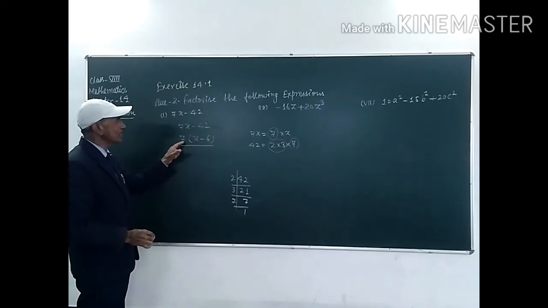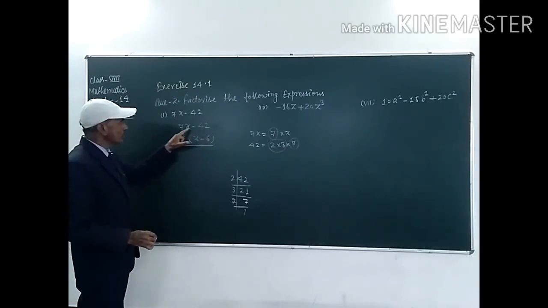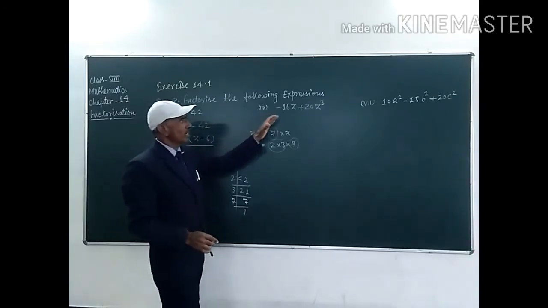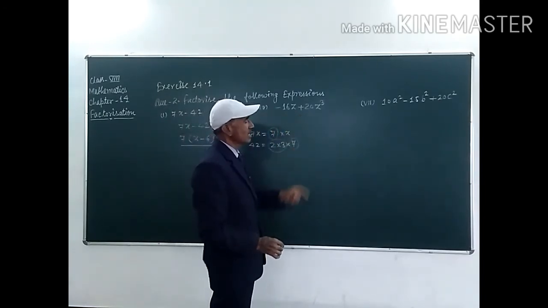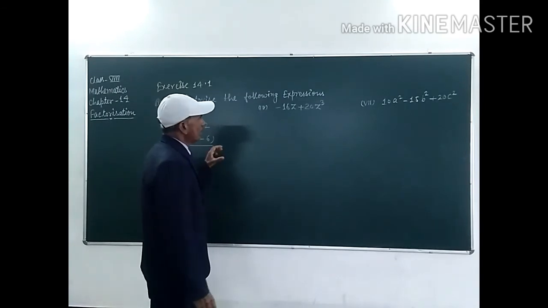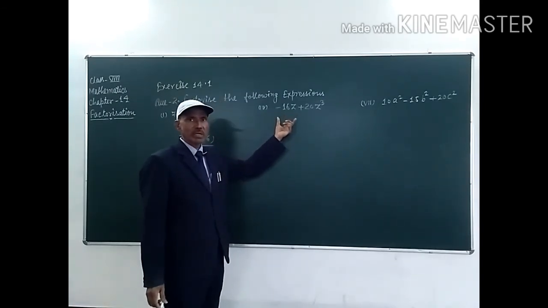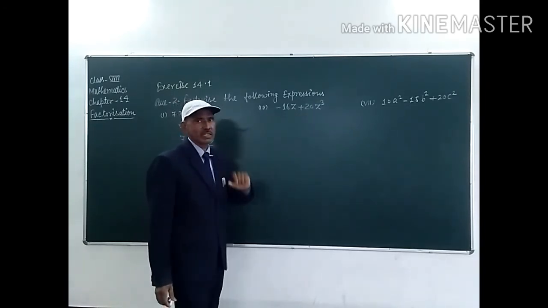This is same as 7 into x minus 6. So, this is factorization of 7x minus 42. Now, we will factorize this one: minus 16z plus 20z cube. Students, this is the fourth part of the question, that is question number 2, and we have to factorize this.